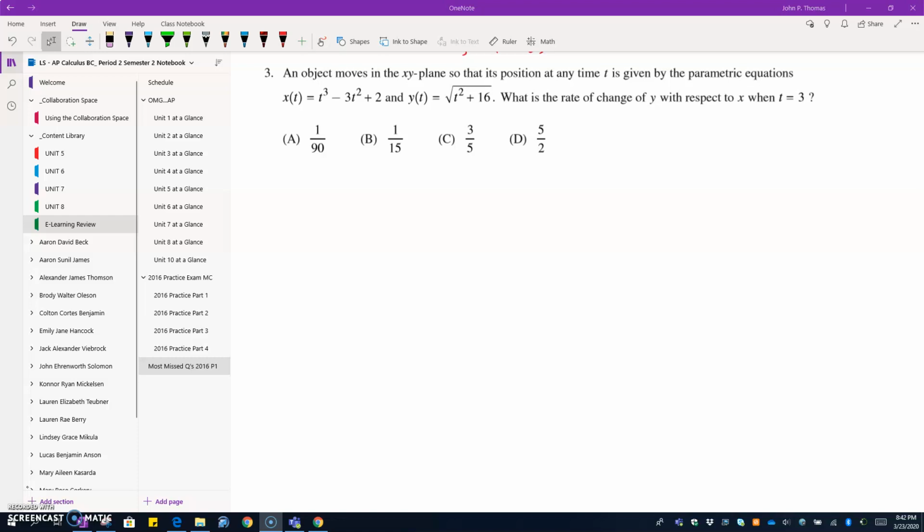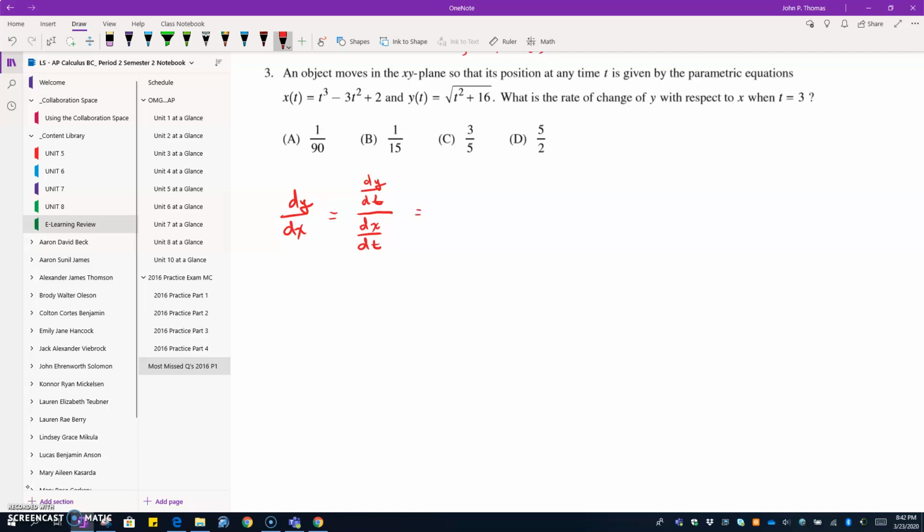So this asks you, what is the rate of change of y with respect to x when t equals 3? So they're really looking for dy/dx. Right now, when we deal with parametrics, it's actually pretty easy to deal with. We're going to find dy/dt, so the rate of change of y with respect to t, and we're going to put that over dx/dt, which is the rate of change of x with respect to t.